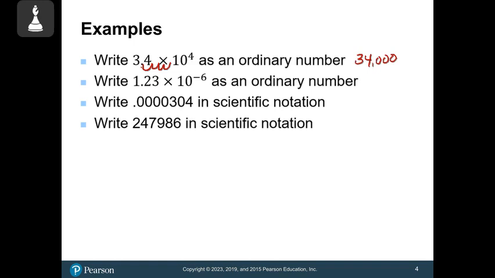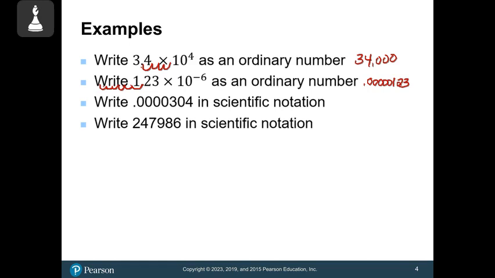1.23 times 10 to the negative 6 wants us to make the number smaller than 1. So we have to then move this decimal back 6 places: 1, 2, 3, 4, 5, 6. And fill in with zeros. So 5 zeros. And you can see 1, 2, 3, 4, 5, that's where my zeros got filled in.